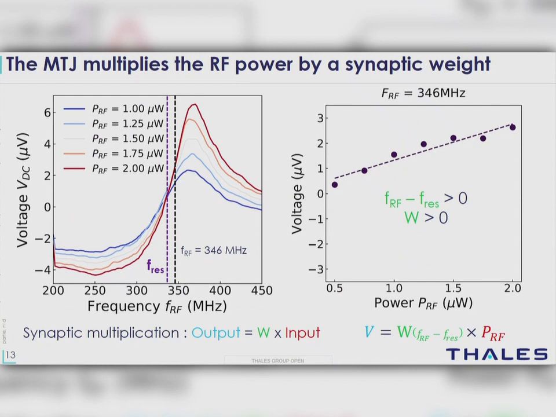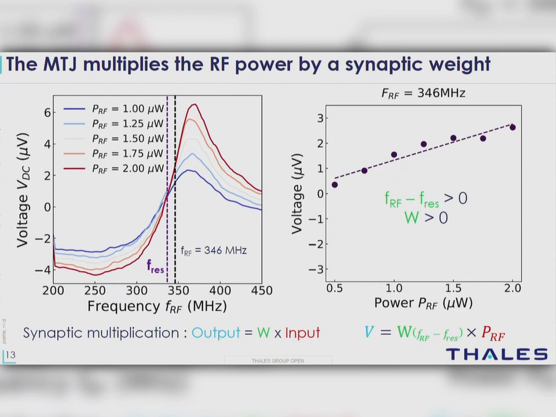Okay, so let's see it a bit more in detail. Here I have my resonance, and I decide to measure at this fixed input frequency, here 346 megahertz. You see if I measure voltage versus power, I get this linear dependence. The dots are the experiments, and the dashed line is my linear fit. So this is indeed a multiplication, and the slope is the synaptic weight. Here I have a positive weight, and this slope is proportional to the difference between the input frequency and the resonance frequency. See, the resonance frequency is here.